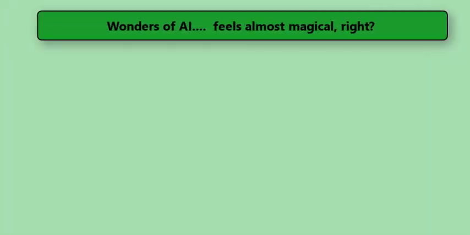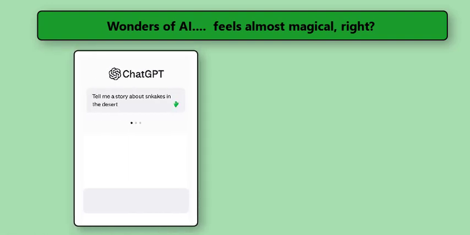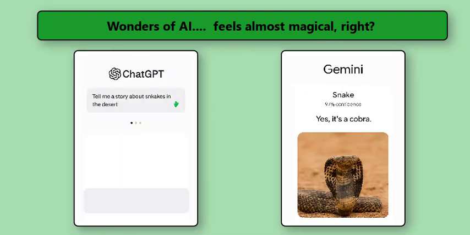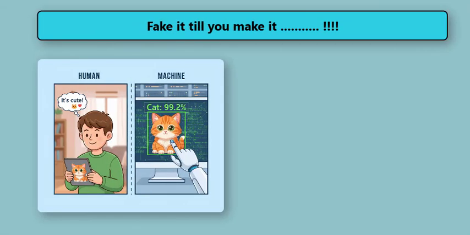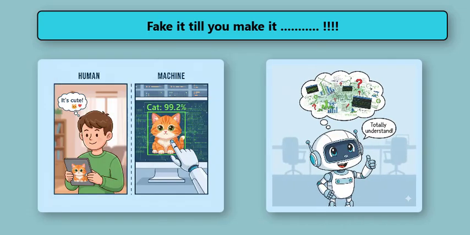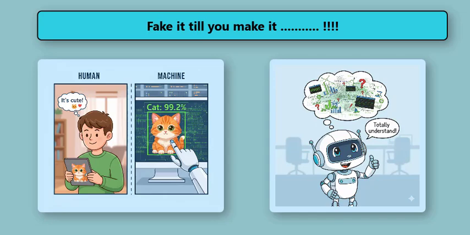Have you ever wondered how ChatGPT seems like it actually understands you? Or how AI tools like Gemini can look at a picture and quickly tell you exactly what kind of it is? It feels almost magical, right? But the real magic is these machines aren't actually understanding the whole world like humans do. In fact, they are faking it till they make it.